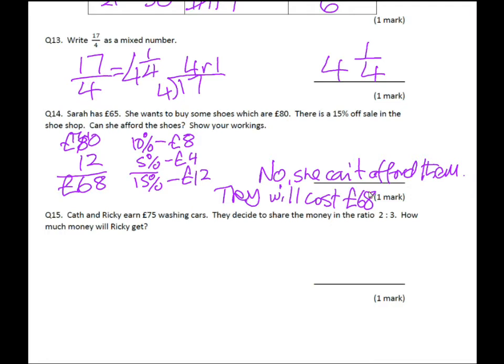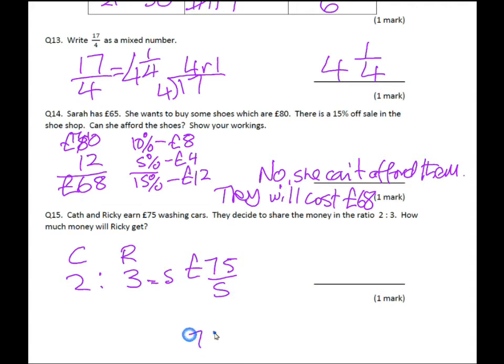Question 15. Kath and Ricky earn £75 washing cars. They decide to share the money in the ratio of 2 to 3. So we've got Kath and Ricky sharing it in the ratio of 2 to 3. And they've earned £75, which is a total. So we've got 5 parts we need to share the money with.